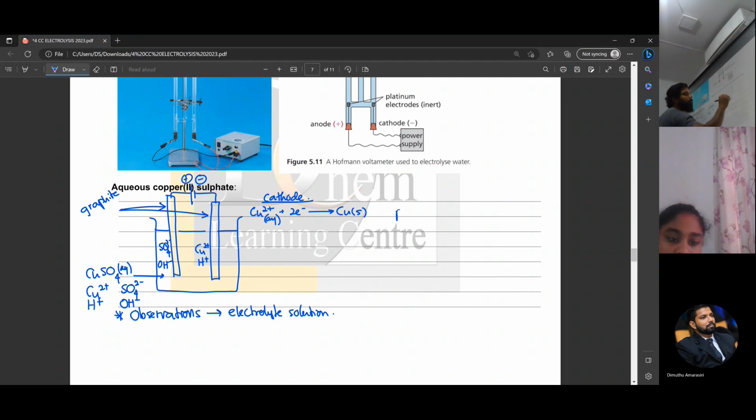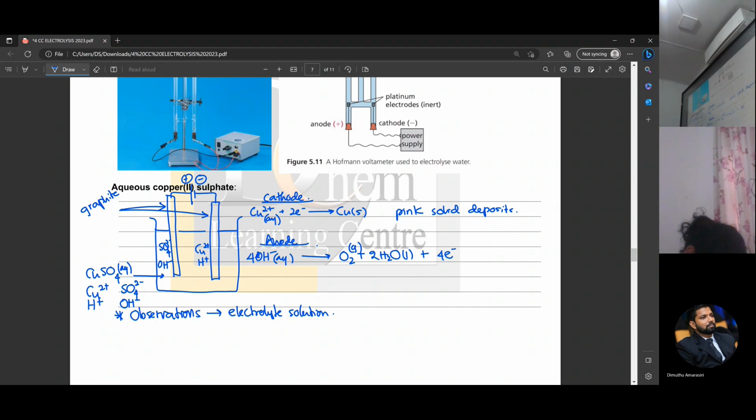What's the observation? Pink solid deposits, right? And the anode reaction here is hydroxide ions giving you oxygen gas plus H2O liquid plus 4 electrons. So colorless gas bubbles.